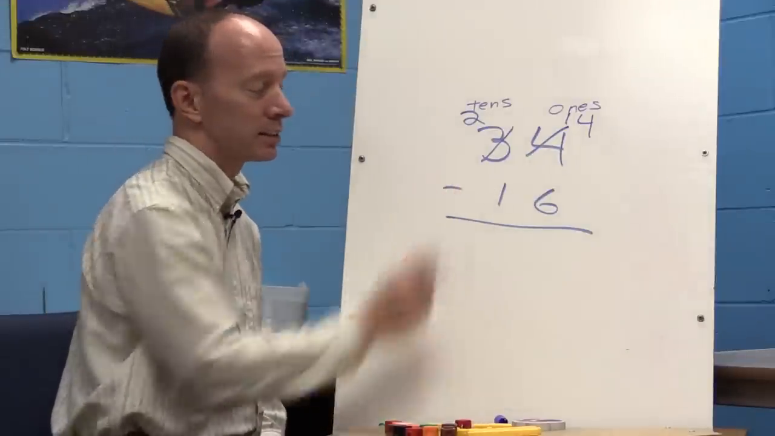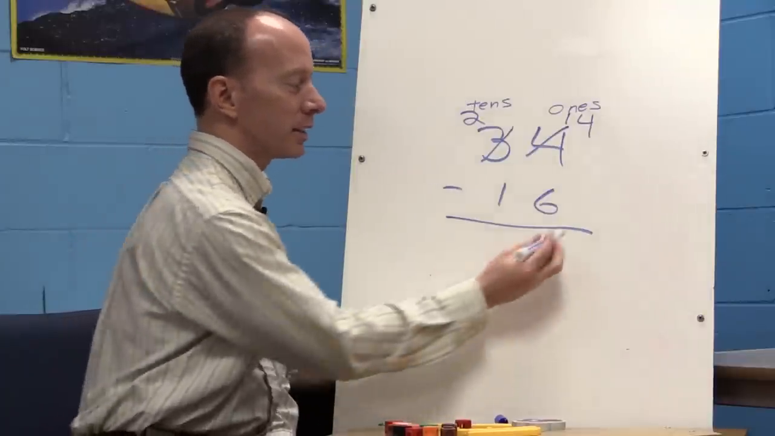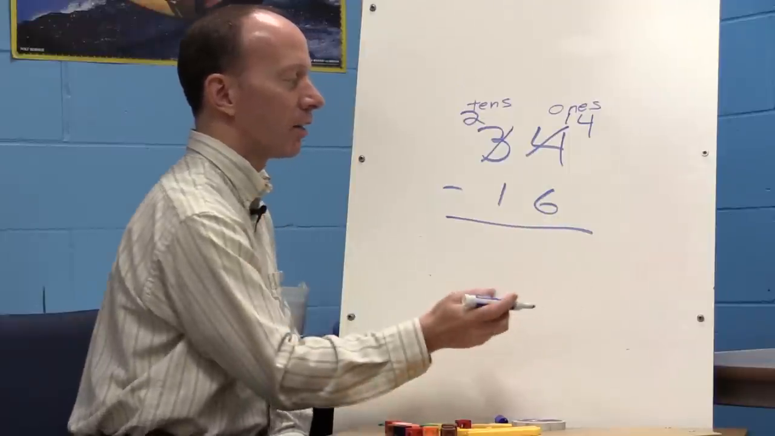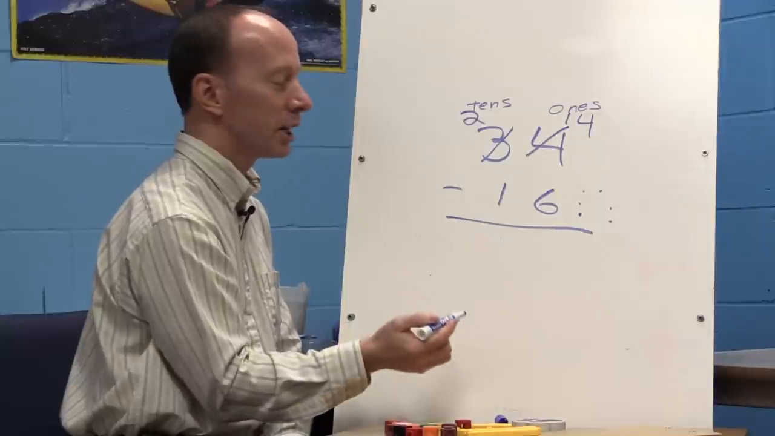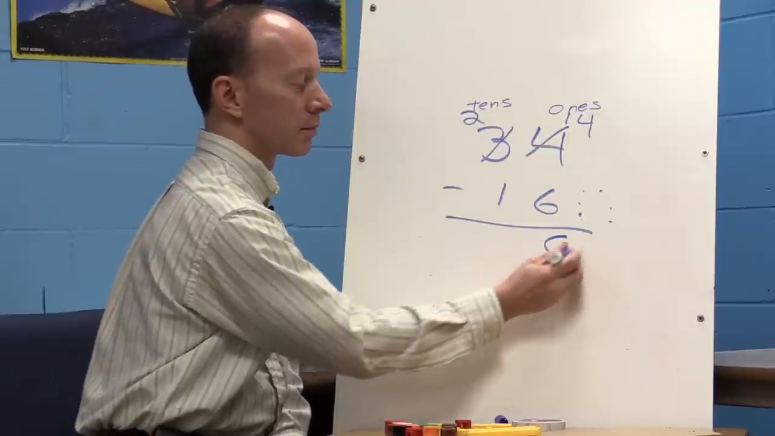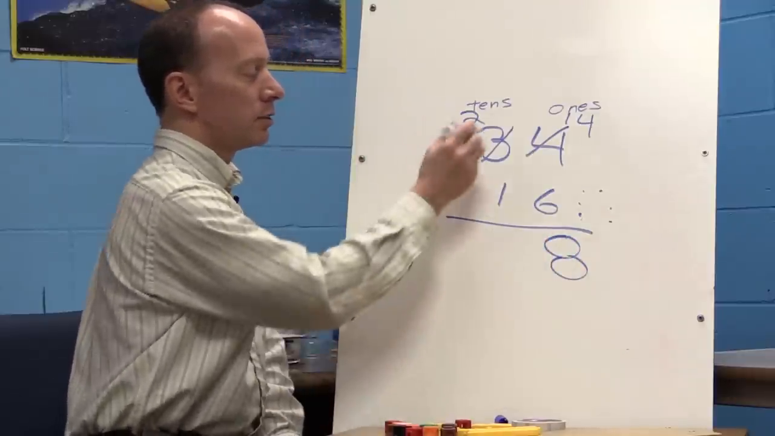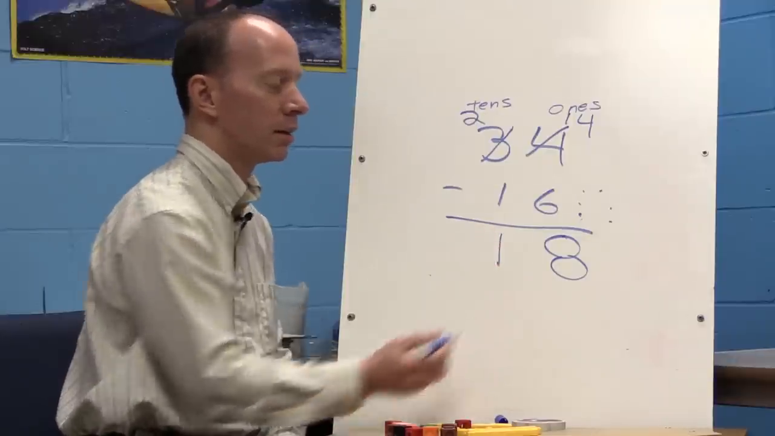What is 14 minus 6? Yep, she got it right over there. 14 minus 6 is 8. How do I do that? I'll put 6 dots here just to double check myself. 8, 9, 10, 11, 12, 13, 14. All right. 2 minus 1. Pretty easy cheesy. 2 minus 1 is 1.